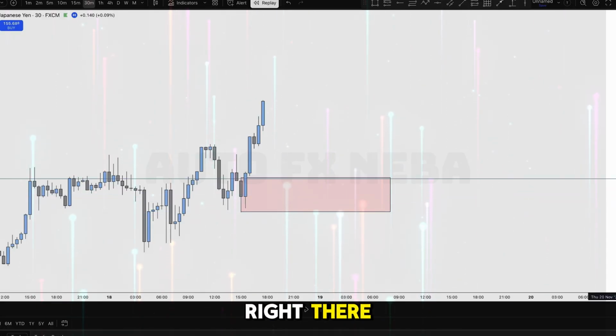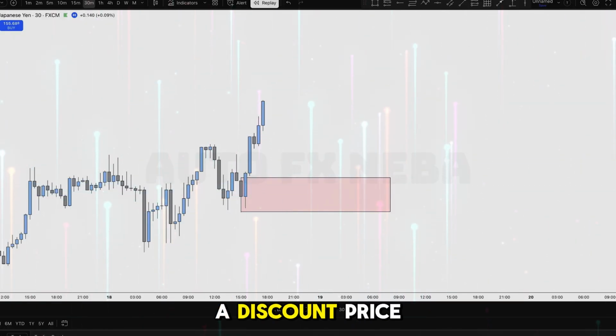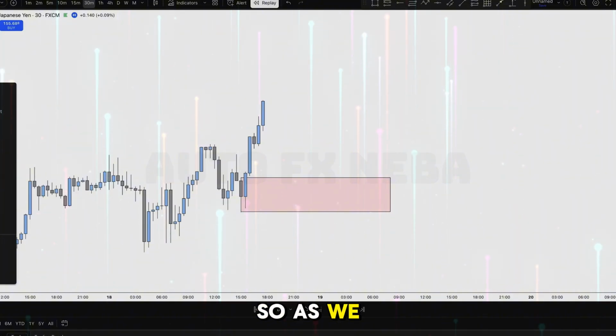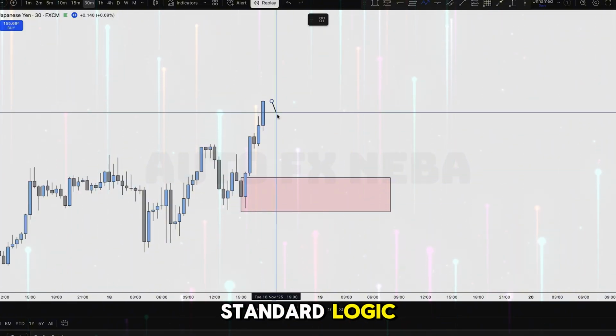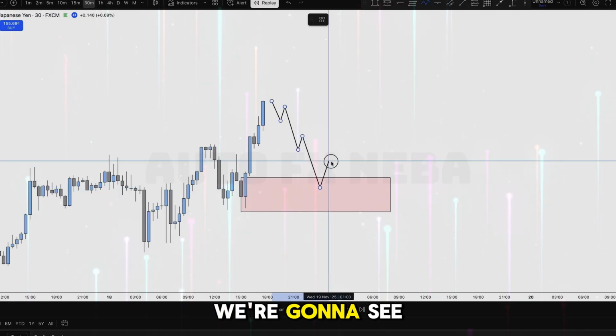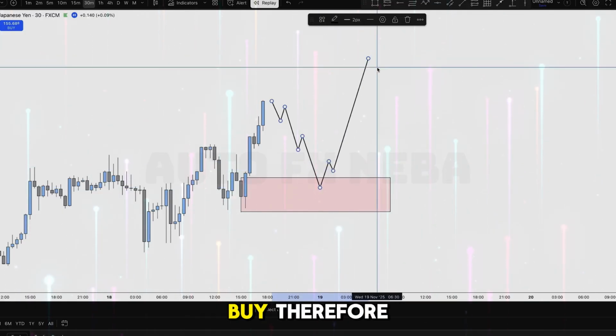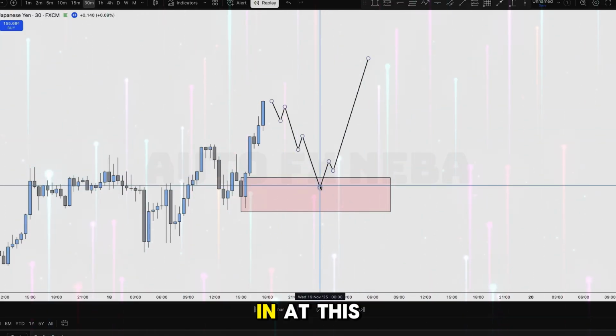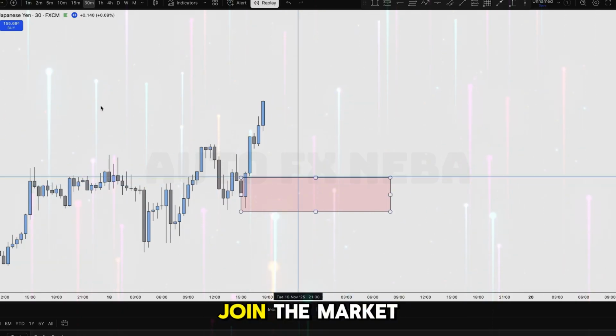If you look over to the right there, that price range was seen as a discount price to buy from. So as we expect, following the standard logic, if the market returns to that level, we're going to see that as a discounted price to buy. Therefore, we should see new buyers stepping in at this level. That's where we would like to join the market, okay?